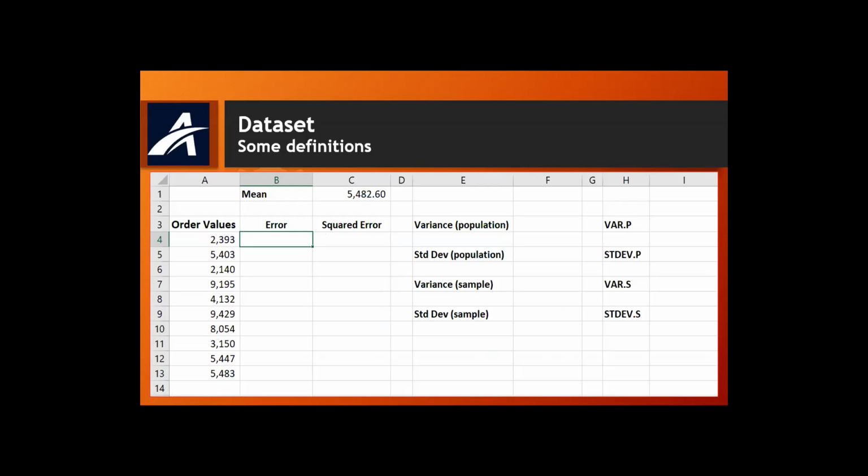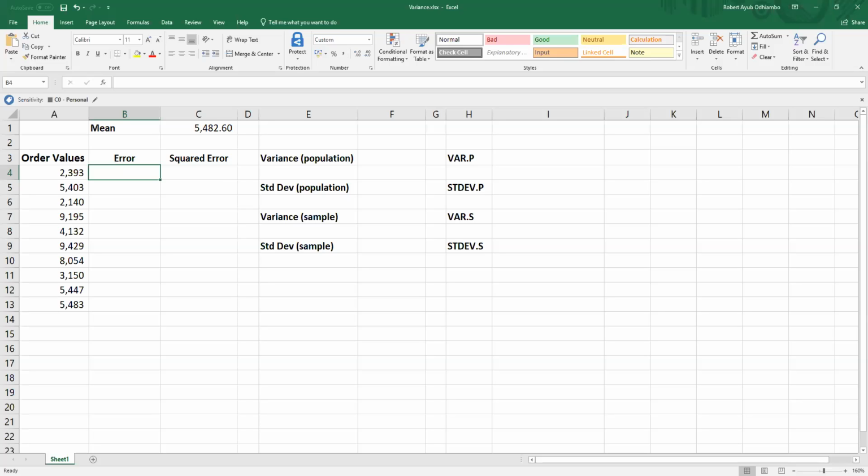And to illustrate this, I'm just going to project my screen in the Excel sheet. So just give me a minute. I project the screen. There we go. So the idea is to first calculate the error. Remember, the error is the distance. We consider the distance between that particular value and the mean.